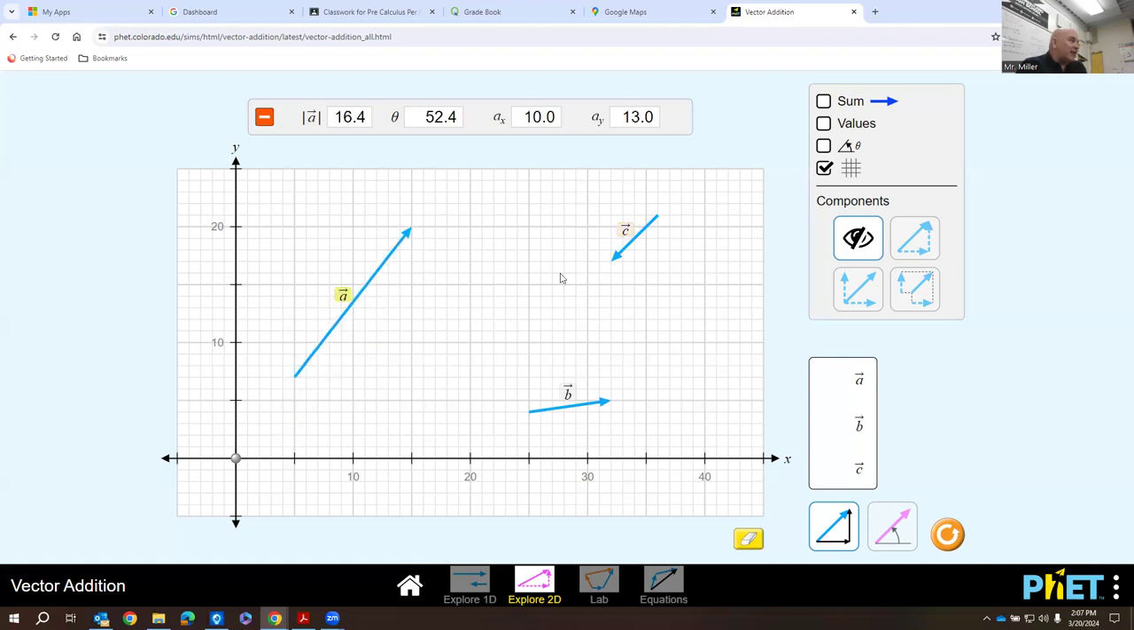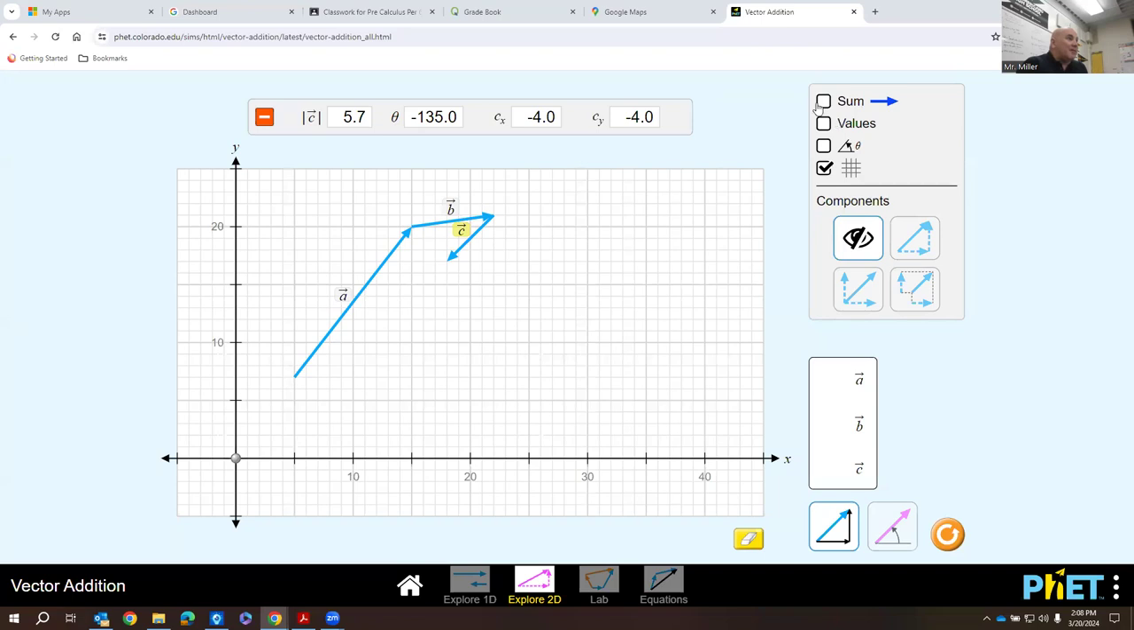So here's A plus B plus C. Oh, heck, where is it? No vector selected. Okay. All right. I had to check something with the quickness.